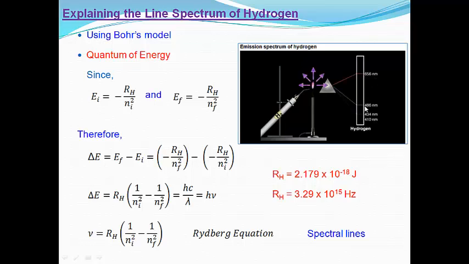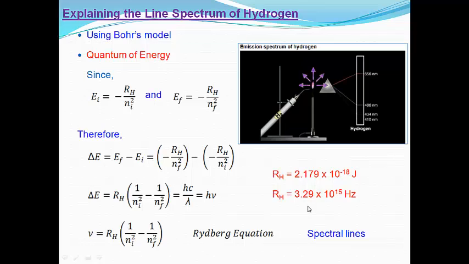We see lines of specific values of wavelength and also specific frequency values. We could reduce that equation to represent it specifically in terms of the frequency, and that is equal to RH times 1 over ni squared minus 1 over nf squared, where we've taken out Planck's constant. And this equation speaks directly to the observation of specific spectral lines in our line spectra.